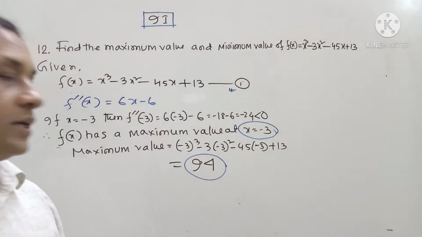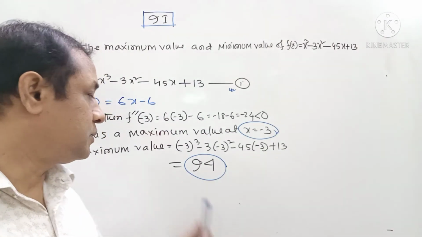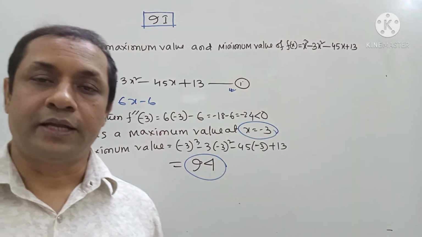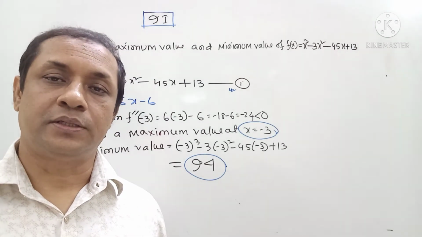So student, the required minimum value is minus 162 and the required maximum value is 94. I hope that student you are clear.